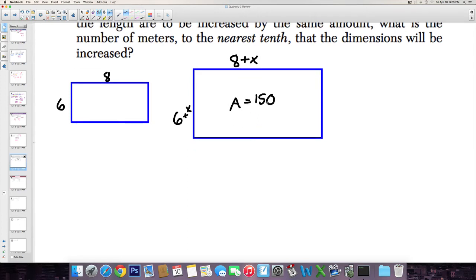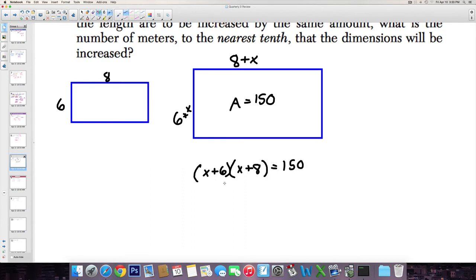Well, we know what the area is. We know what the length is. We know what the width is. We just don't know what x is. But we can go ahead and figure this out. To solve area, we do length, so I'm just changing it to x plus 6, times width. And we know that that equals 150.